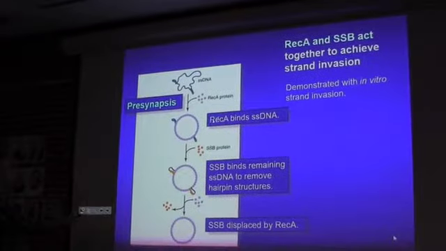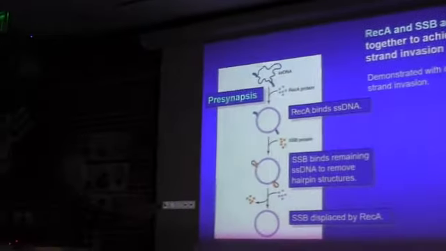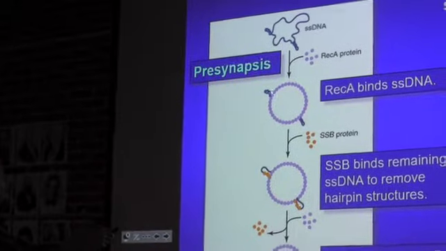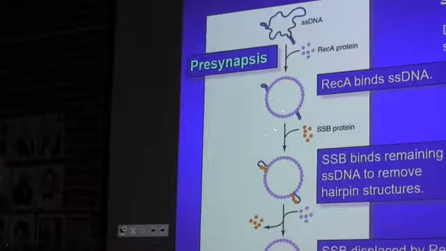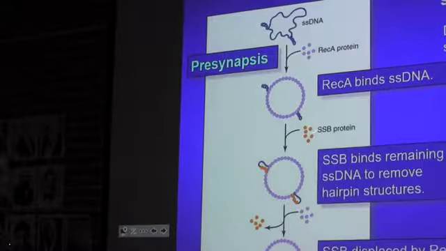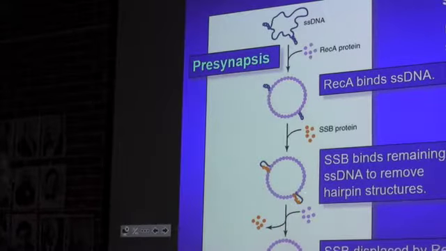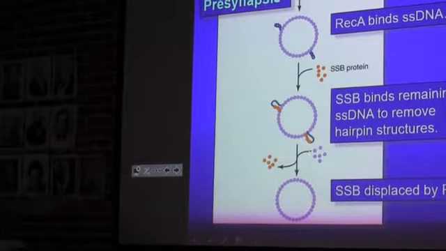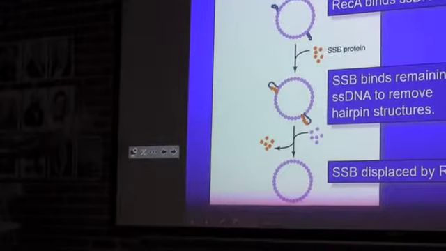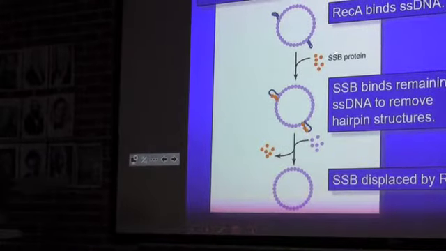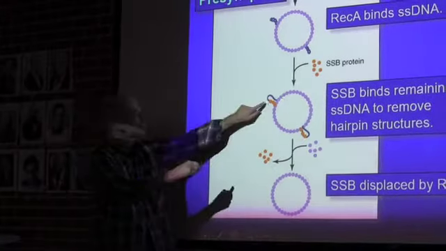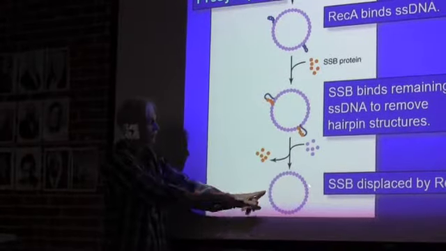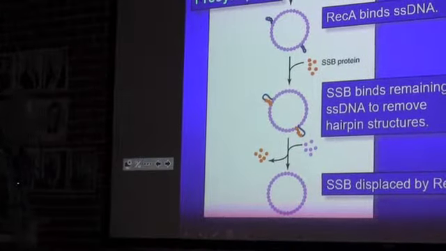Pre-synapsis, you're getting ready. RecA binds to the single-stranded DNA. Here you see it. RecA has bound to that single-stranded DNA. Single-strand binding protein displaces the duplexes and then is eventually outcompeted by RecA. So you need a combination of single-strand protein and RecA. The single-strand protein is able to melt the duplex regions so that then RecA can fully bind to DNA.